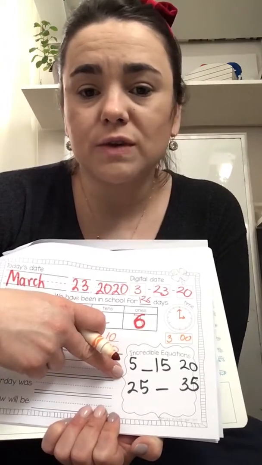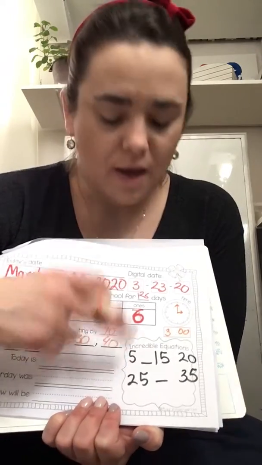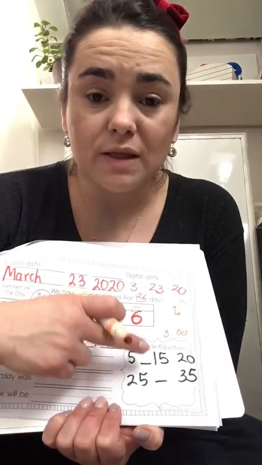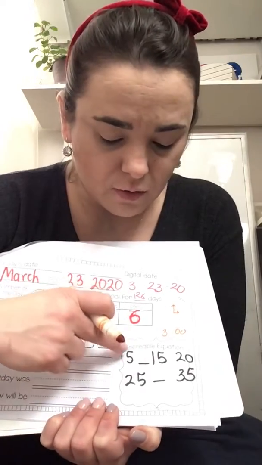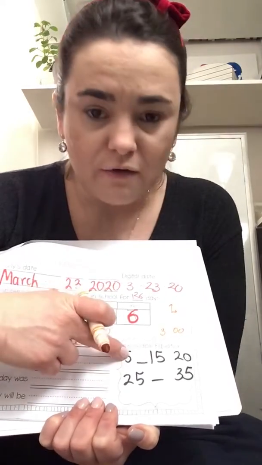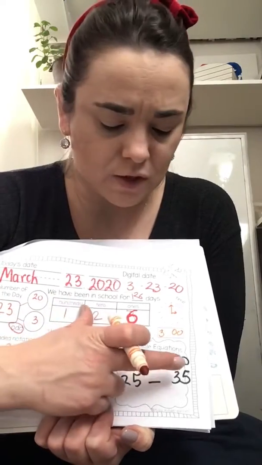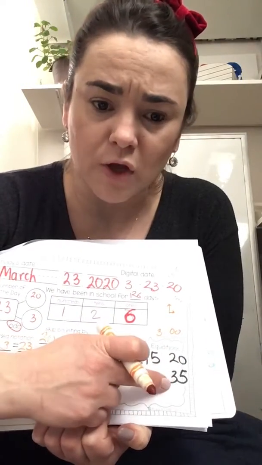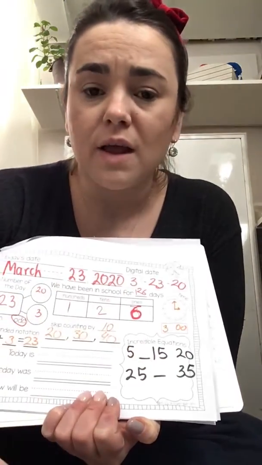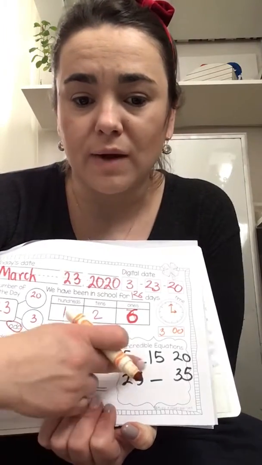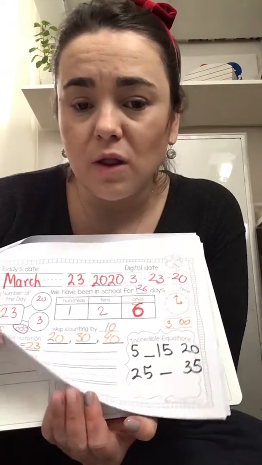Or you could do skip counting, same thing. You're going to write the numbers, and they need to fill in the blanks. So I skip counted by 5: 5, 15, 20, 25, 35. So they have to find the missing number and tell me. Write it down. Okay? So that's all about the calendar.